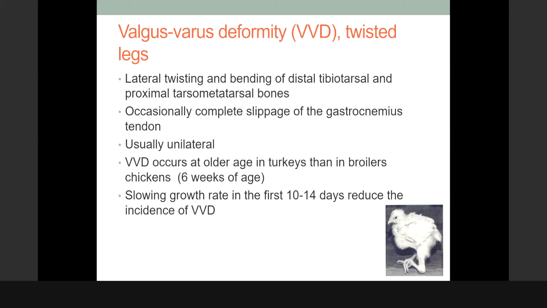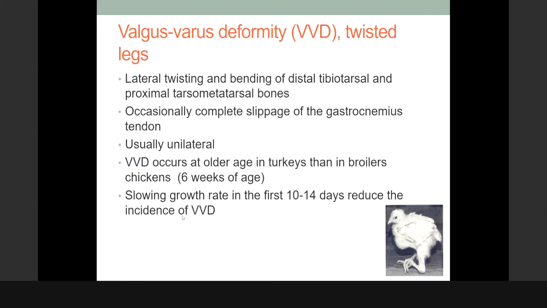So the next one is valgus varus deformity, or VVD, or twisted legs. It's lateral twisting and bending of the distal tibial tarsal and proximal tarsometatarsal bones. The tarsometatarsal is this one, the tibial tarsal is this one. Occasionally there is complete slippage of the gastrocnemius tendon. In severe cases, there's a tendon here, we call it the gastrocnemius tendon, and it connects them here. If you have a rupture of the gastrocnemius tendon, they definitely cannot walk at all.